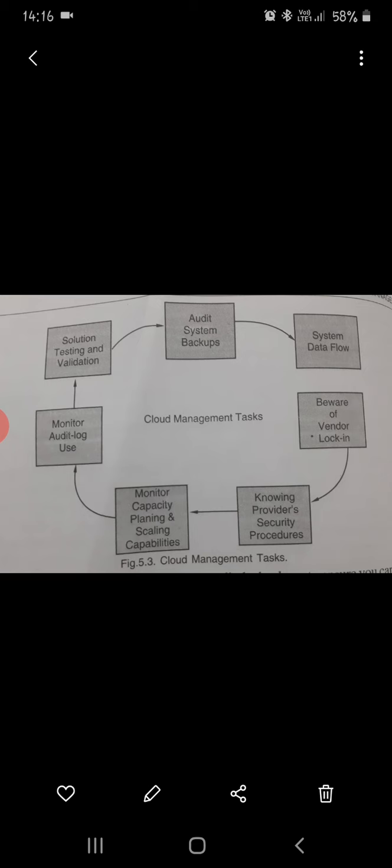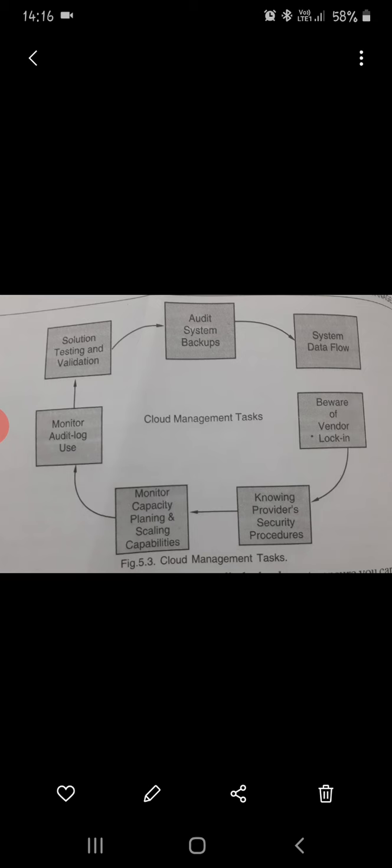The fourth point is knowing the provider's security procedures. The manager should know the security plans of the provider for different services, right? Because before the connection is established between the consumer and provider, the consumer should understand the security features provided by the provider.